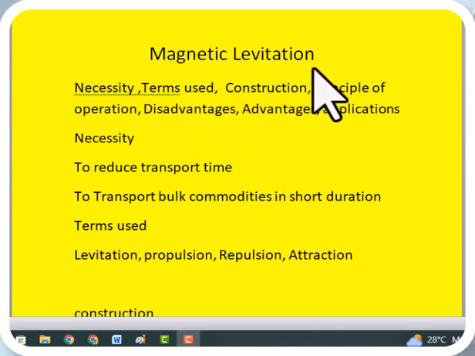The necessity of magnetic levitation is to reduce the transport time, and it will transport bulk goods in a short duration.